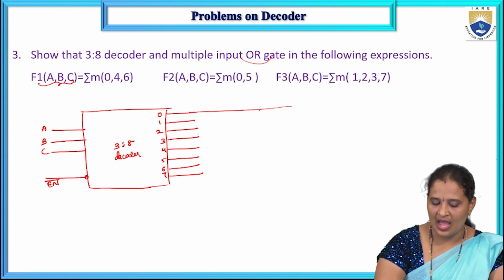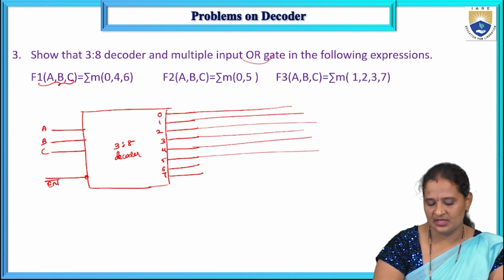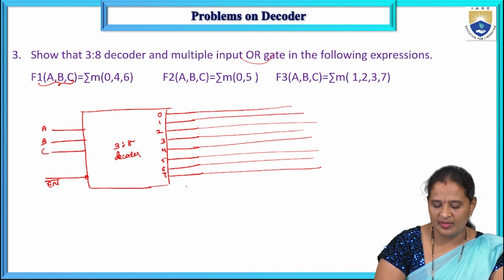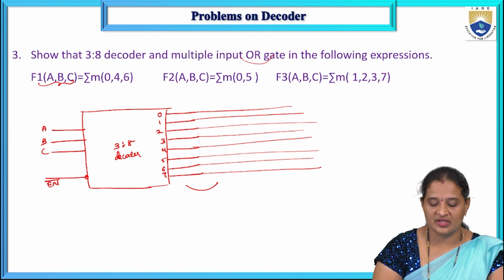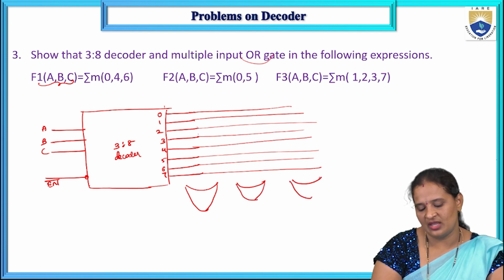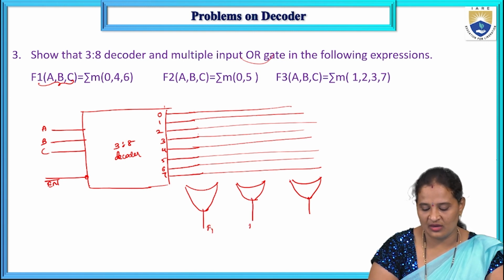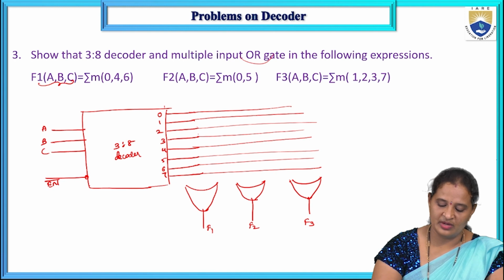Now I want to implement all the given Boolean functions using this 3 to 8 decoder. First let us take F1. What form is the function given in? It is given in the form of SOP. So these are all the minterms it represents, and we have to take an OR gate for each function to be implemented. So I am taking 3 OR gates here. The output of the first OR gate is F1, the second OR gate is F2, and the third is F3.